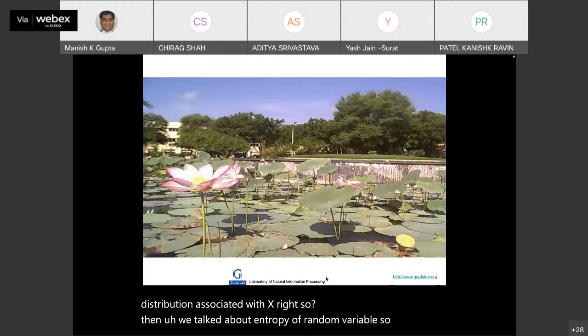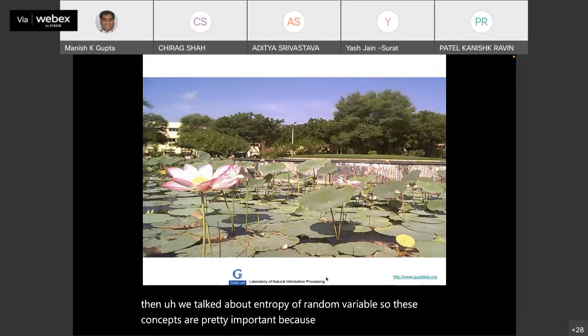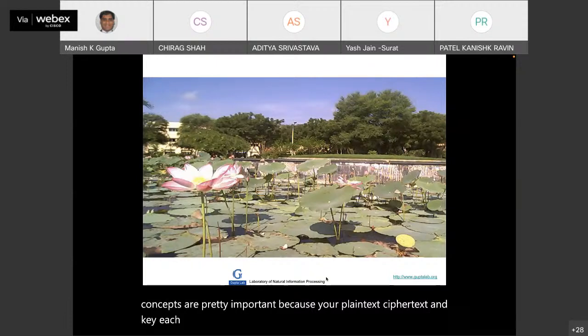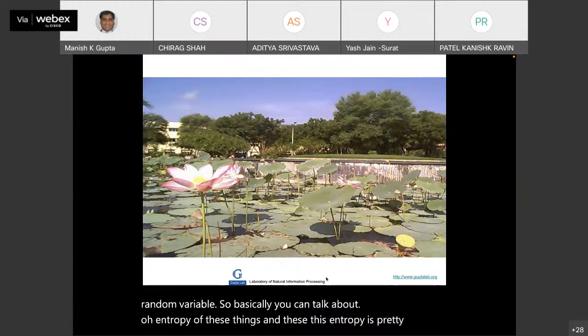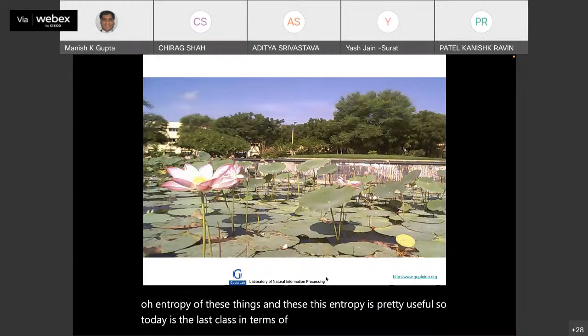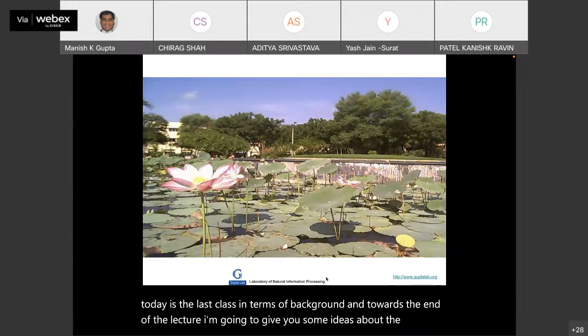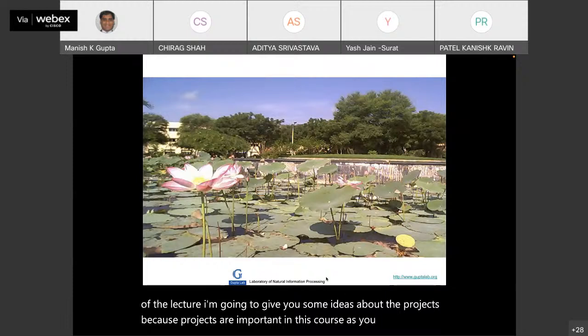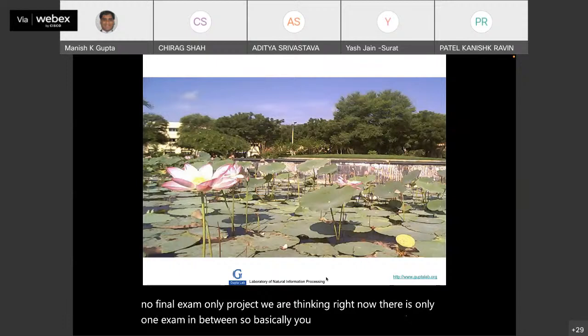These concepts are pretty important because your plaintext, ciphertext, and key, each of the three things you can visualize as a random variable. So basically you can talk about the entropy of these things, and this entropy is pretty useful. Today is the last class in terms of background, and towards the end of the lecture I'm going to give you some ideas about the projects, because projects are important in this course. As you know, there is no final exam, only a project we are thinking right now. There is only one exam in between, so you have enough time to do some interesting project. We'll talk more about it later on, but that is the key idea.